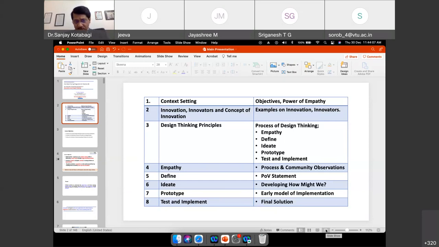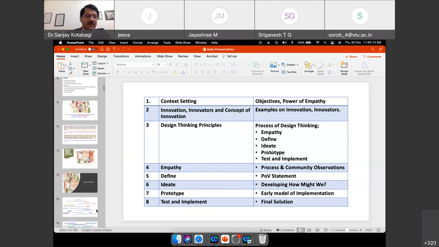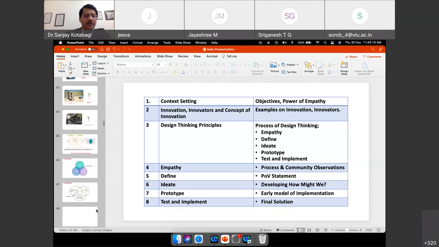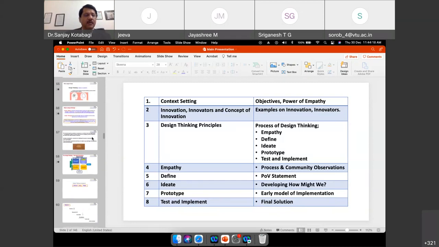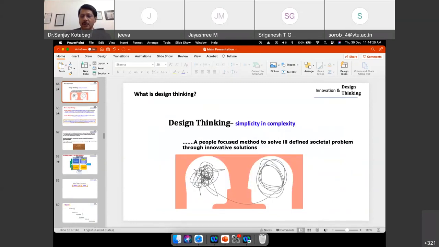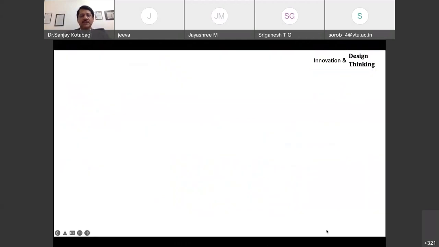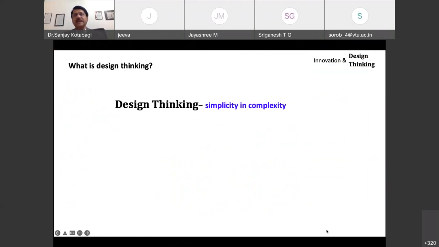So now we are moving to the third module, the third part of our discussion, that is design thinking principles. Let us go to that. Yes. So let us understand what is design thinking. It is simplicity in complexity. Design thinking helps us to resolve complex problems.